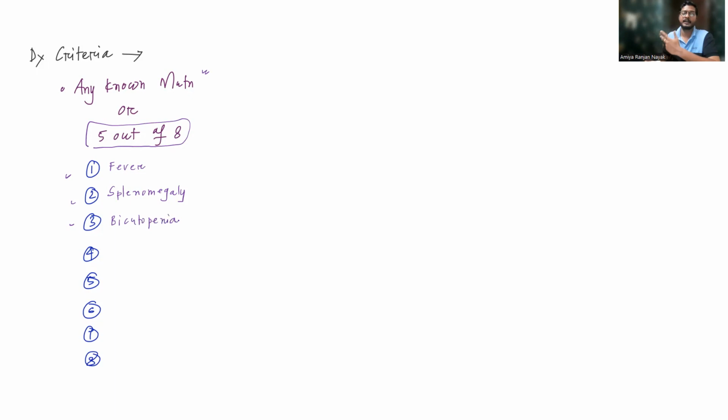That is, at least 2 blood cell lineages are affected by cytopenia. Then other biochemical parameters like increased serum ferritin, or increased triglycerides or reduced fibrinogen. Then a biopsy showing hemophagocytosis, as I have shown you in the previous image. Then increased soluble interleukin-2 receptor, otherwise known as CD25, or decreased NK cell activity.